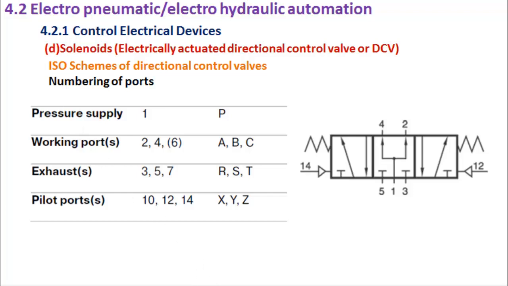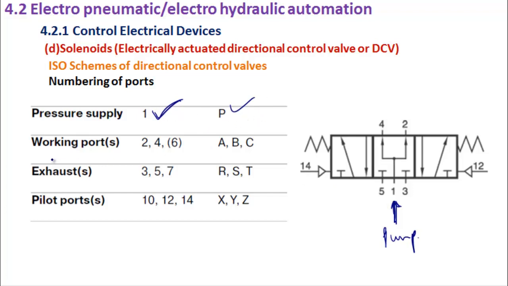Now look at this numbering. This is something that I want you to remember. One is the port which is always connected to the pressure. The input fluid or the input air is always connected to one. Directly this is coming from the pump. That's why there is a pressure here. That is the pressure supply. The pressure supply is called 1, or as we have seen, it is called P.